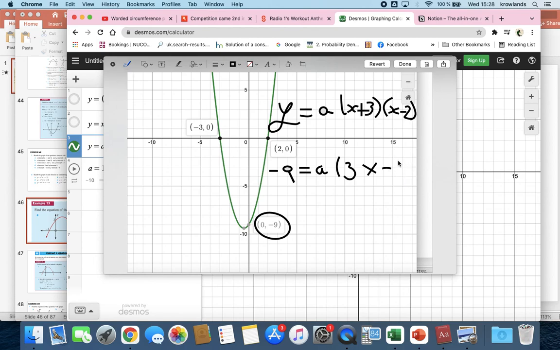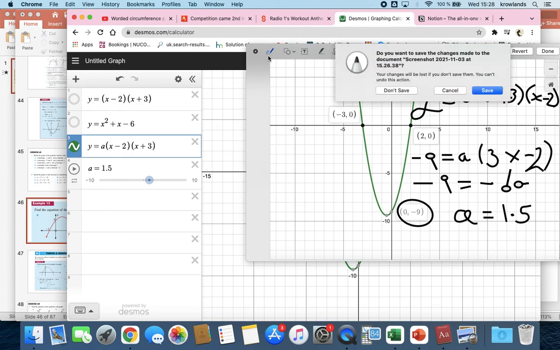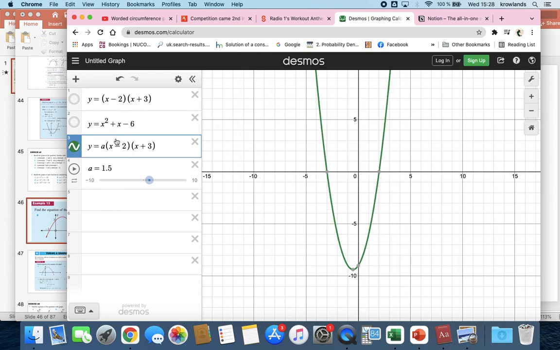Then all we need to do is solve this equation. You could do it on the calculator or you can do it algebraically. So we have minus 9 equals minus 6a. And then just to solve for a, all you have to do is minus 9 divided by minus 6. So then a is clearly going to be 1.5. This means that if a is 1.5, our overall formula is going to be the following. y equals 1.5 x minus 2, x plus 3.